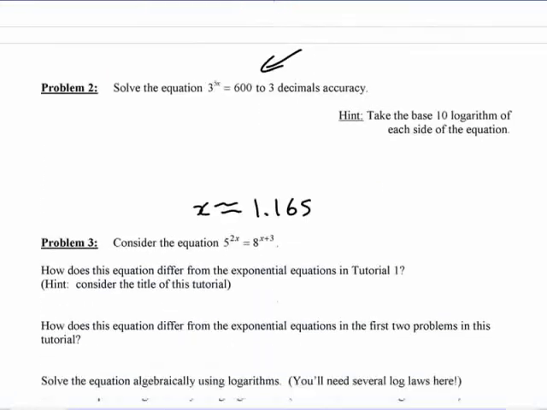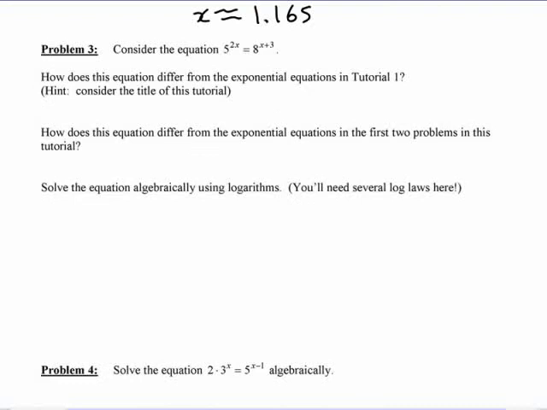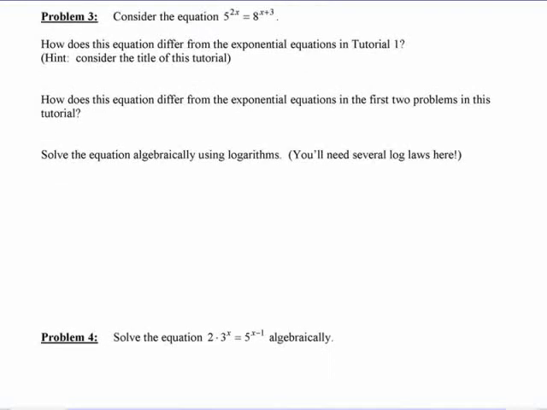Can I move this down here? So we're going to try this question right here. 5 to the 2x equals 8 to the x plus 3. We could be here quite a while trying numbers to see if we get an answer. When the x is in two places, it's harder to do it by trial and error.